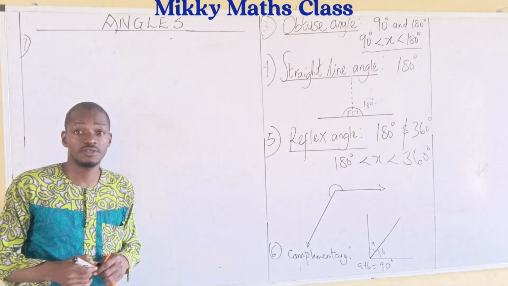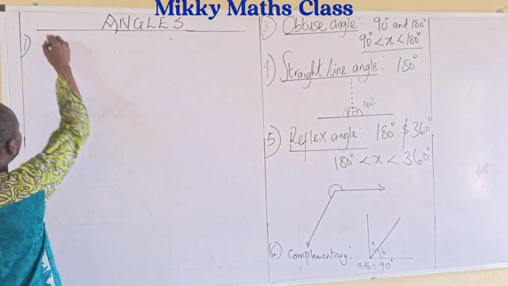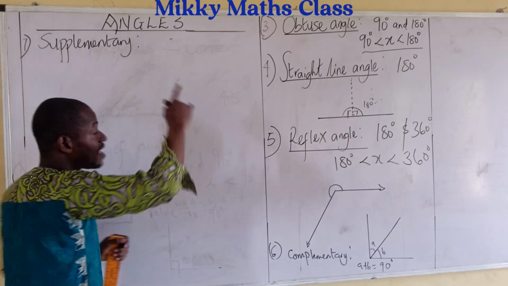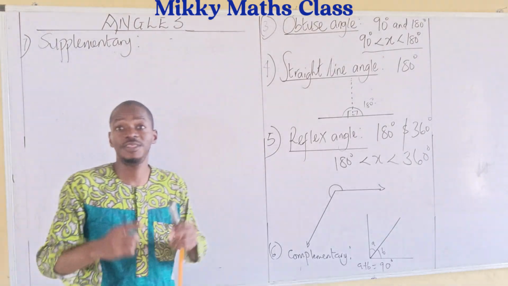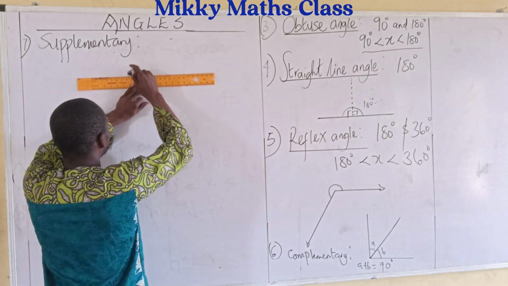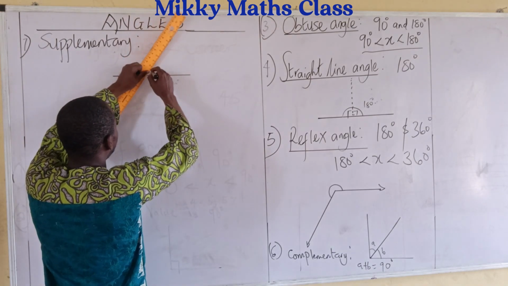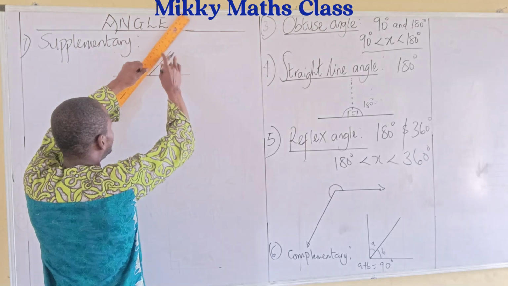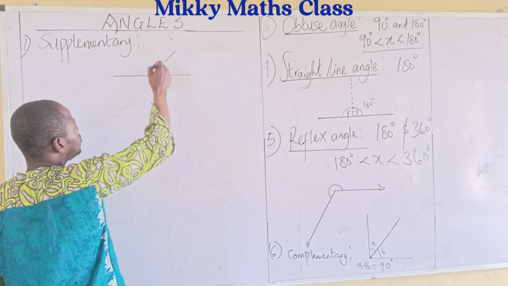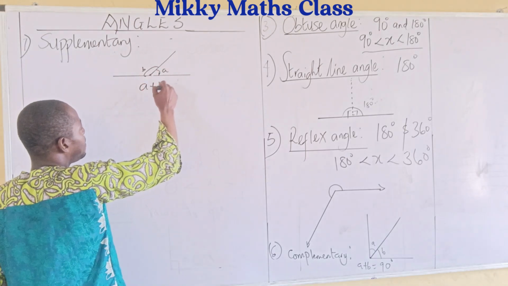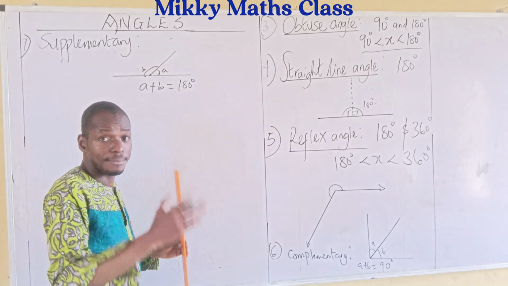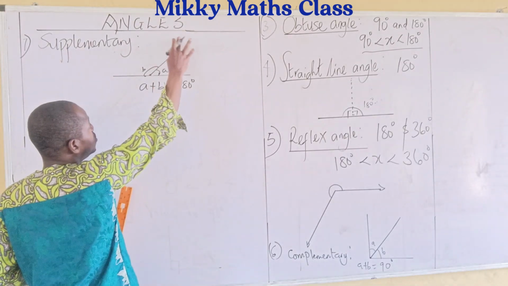The seventh one, let's look at the seventh one, which is what we call the supplementary angle. Now, two angles are said to be supplementary if they add up to 180 degrees. For example, if this is my A and this is my B, if I add A and B together and I arrive at 180 degrees, that means those two angles, A and B, are said to be supplementary. So they add up to 180.